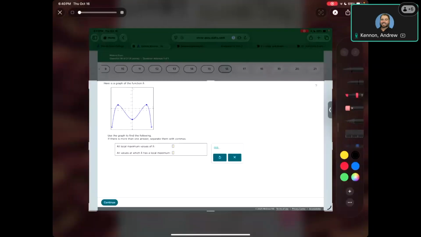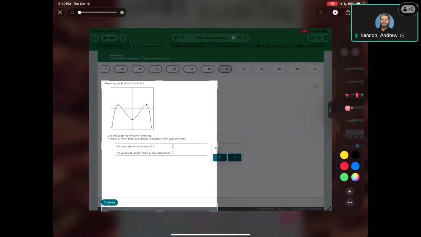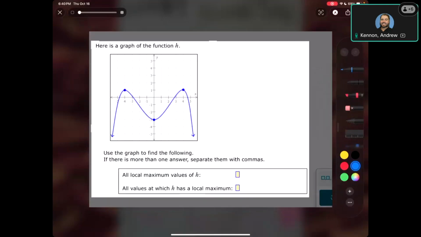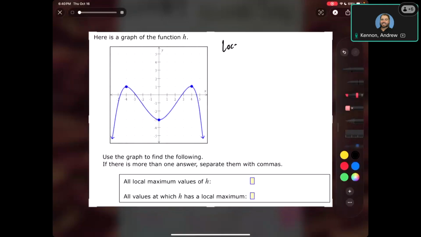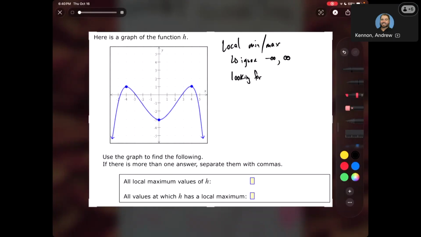All right. Local minimums and local maximums. So there's two different types. I think the easy way to do this is ignore the negative infinity or infinity. You're looking for peaks and valleys. So I kind of ignore these and I'm looking for a maximum, right? A maximum. So I'm looking at these two right here.